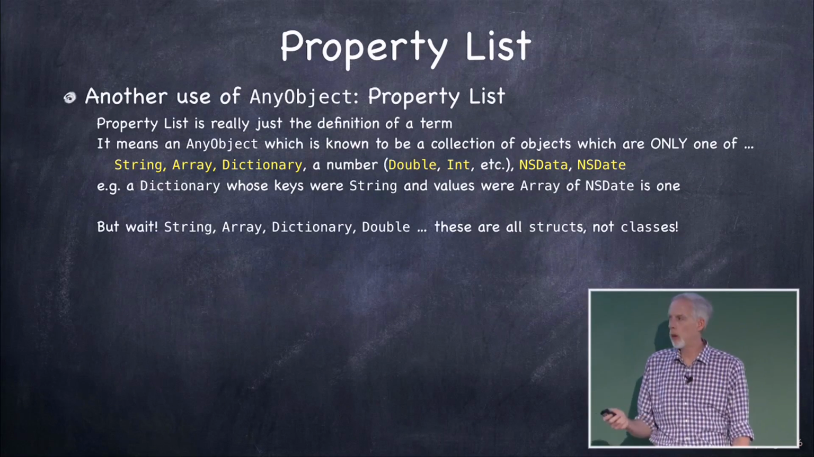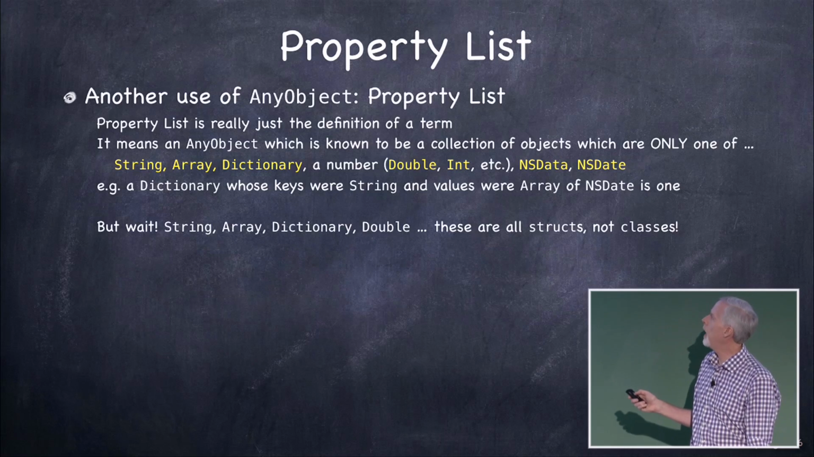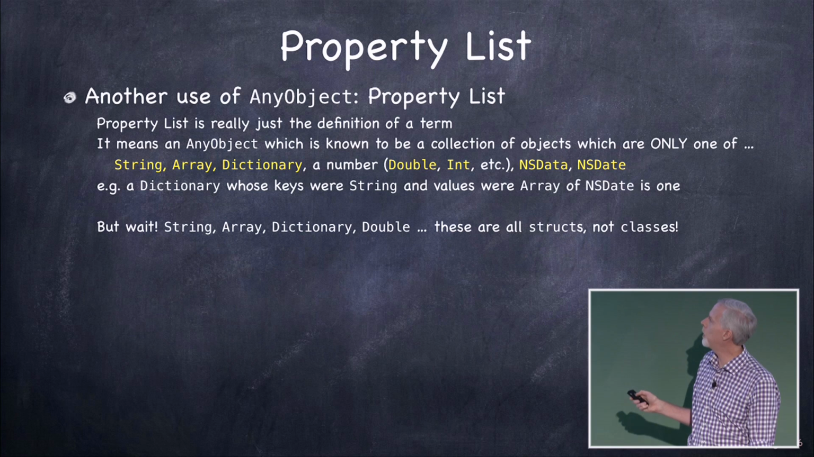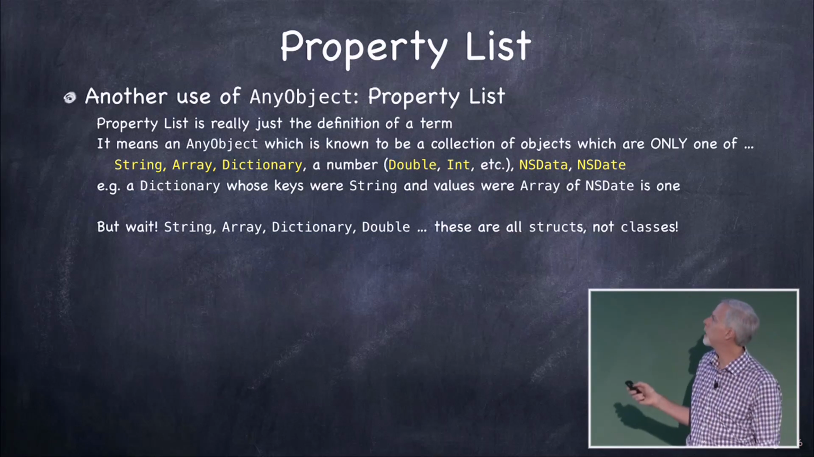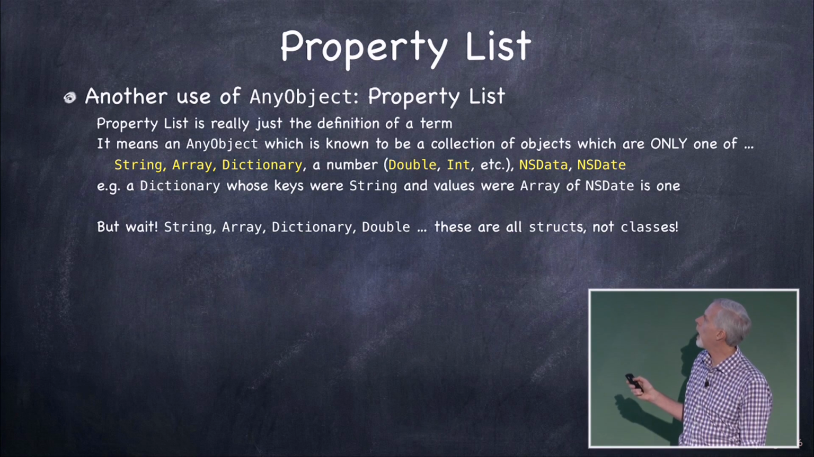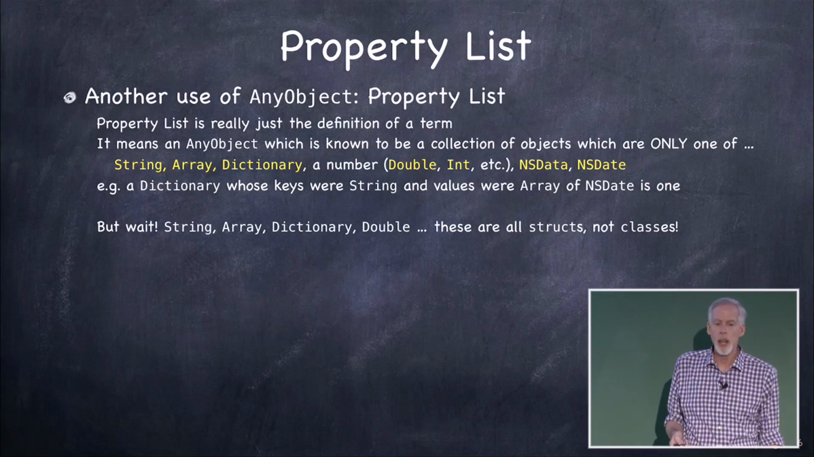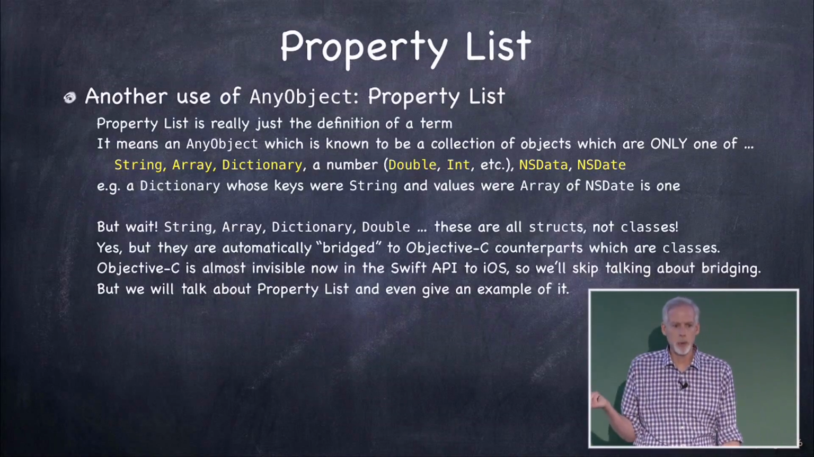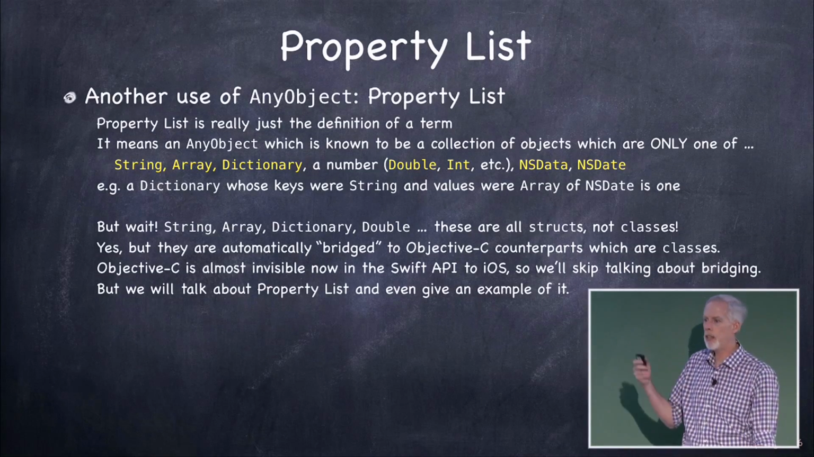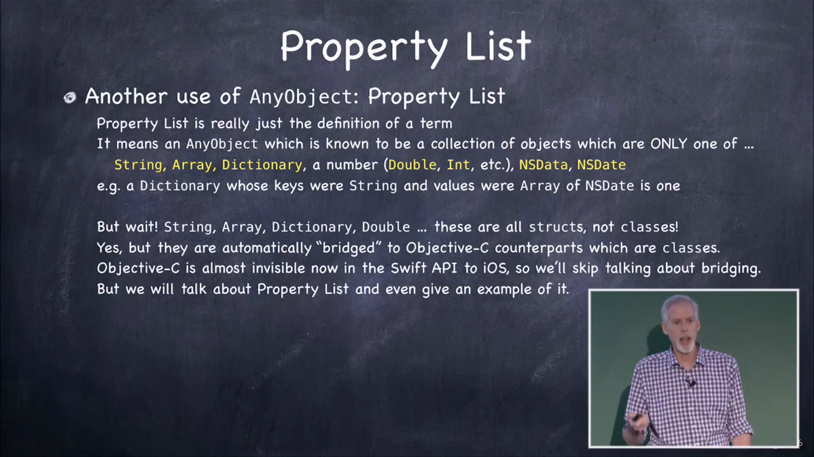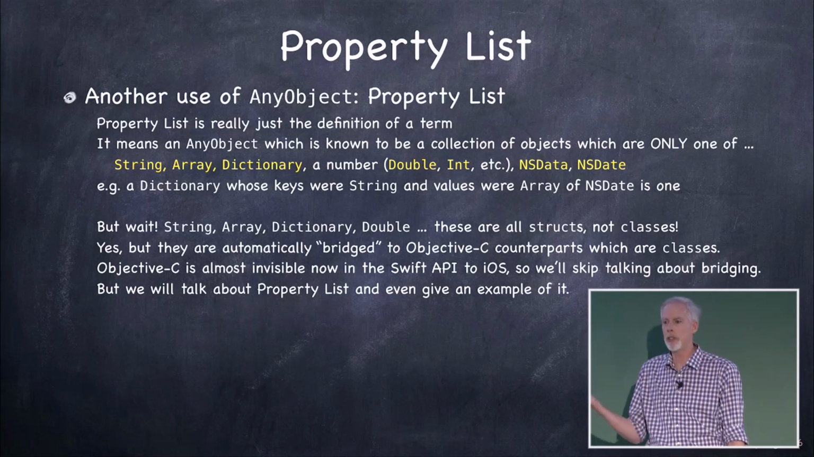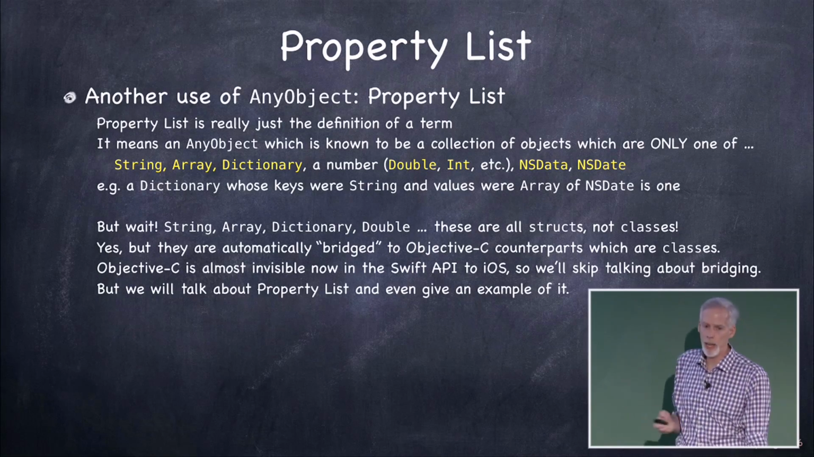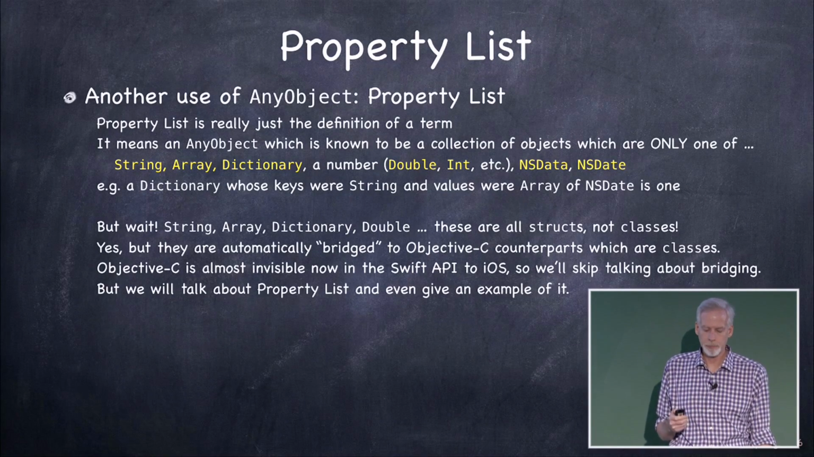And you might be like, oh, wait a second. AnyObject has to be a class. It can't be a struct. But string, array, dictionary, double, those are structs. So how could these ever be in a property list? How could it ever be in AnyObject? And the answer is the bridging. Okay? We got this automatic bridging to Objective-C. Okay? It automatically treats them like NSDictionary, NSArray, NSNumber, which are all classes, and it allows them to be AnyObject. Okay?